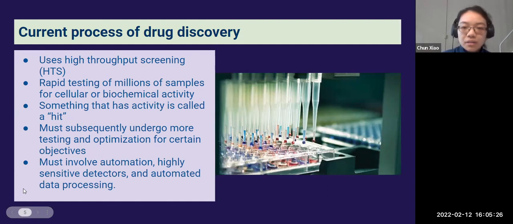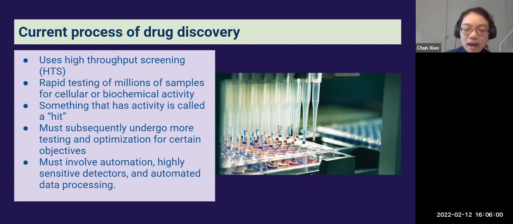So let's talk about the current process of drug discovery first. First of all, we use high throughput screening, which is a way of rapidly testing millions of samples for cellular or biochemical activity. And this is not an exaggeration. It is definitely on the scale of 10 to the power of 6 or 10 to the power of 7 reactions in a day that are being processed with these machines and detectors. So something that does have activity when you sense it is called a hit.